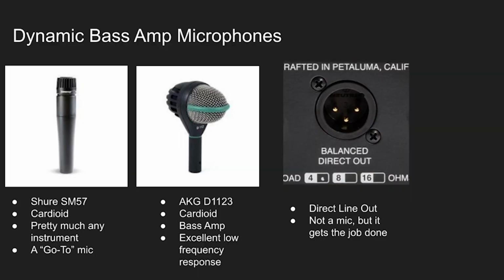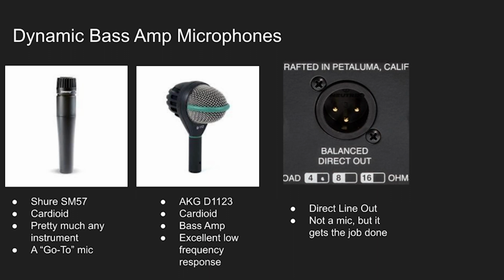Next up, dynamic bass amp microphones. So again, the Shure SM57 is a great go-to. And then next up, we have an AKG, that's supposed to say AKG D112. There is no 3 in that name. The AKG D112 is actually a kick drum mic, or at least it was designed with the intention of being a kick drum mic. However, its excellent low frequency response makes it a wonderful mic to use on any bass amp.